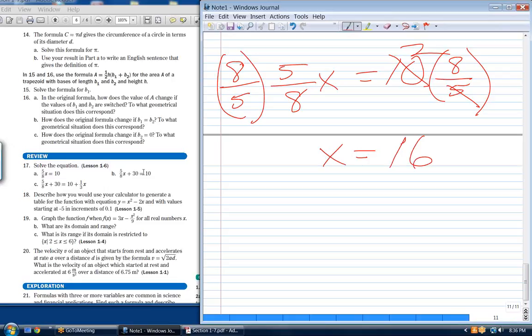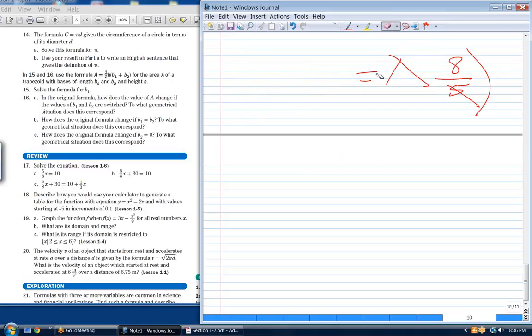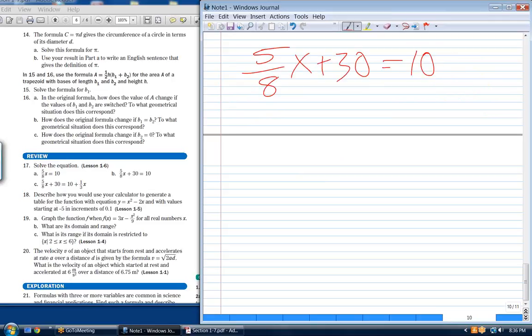B is more of the same. C is a little different. Let's look at C. We have 5/8 x plus 30 equals 10 plus 1/3 x. What am I going to do here? We want to get the x's on the same side. We want to gather together like terms. So anything with an x in it wants to be on the left side, and everything without an x needs to be on the right side.